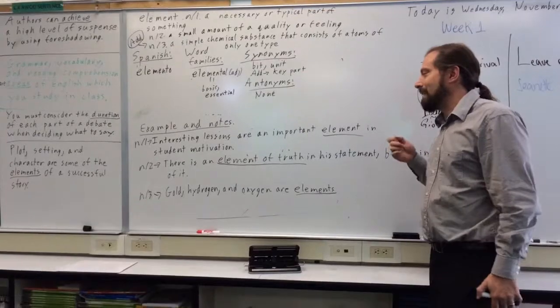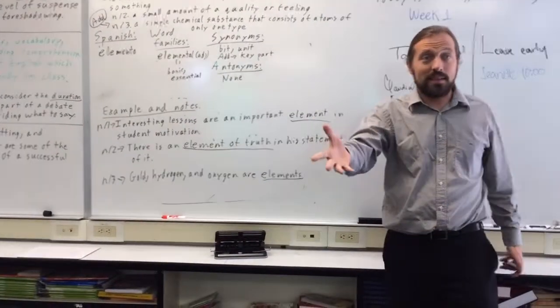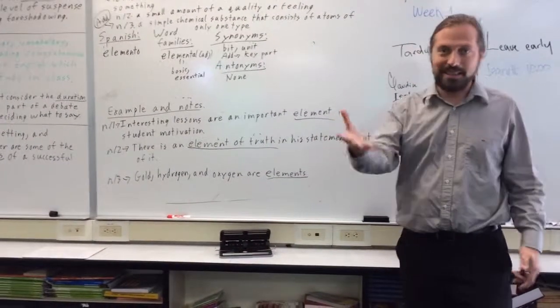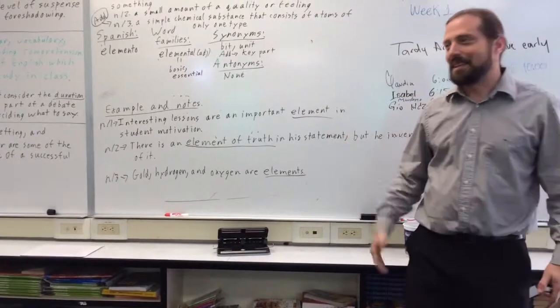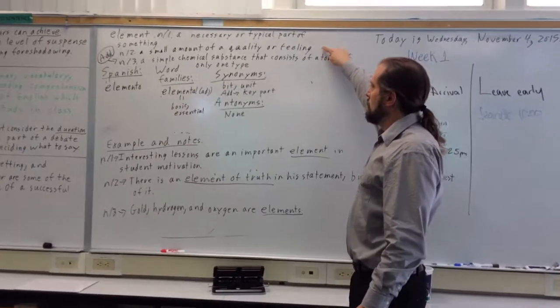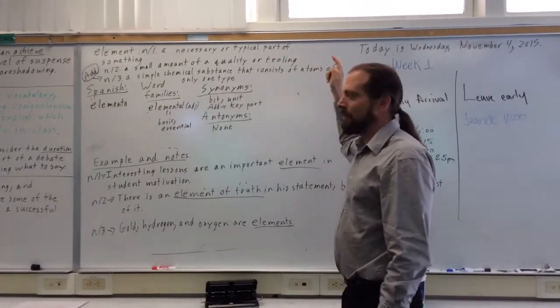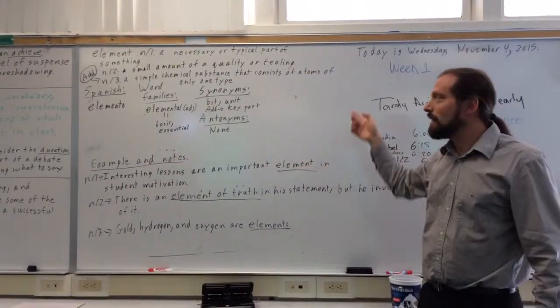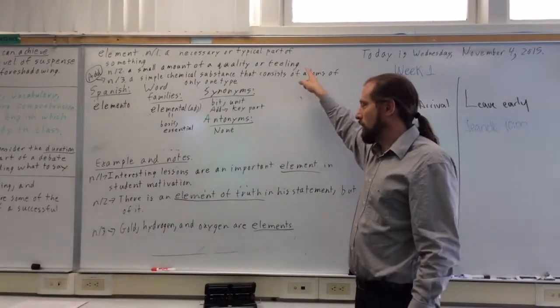So I think that to get students interested in what you're learning, we need to have interesting lessons. If the lessons are boring, then you won't be interested. So that's what that sentence means. Number two is, this one I was a little confused by, but then when I looked at the example, I understood. So the definition is a small amount of a quality.